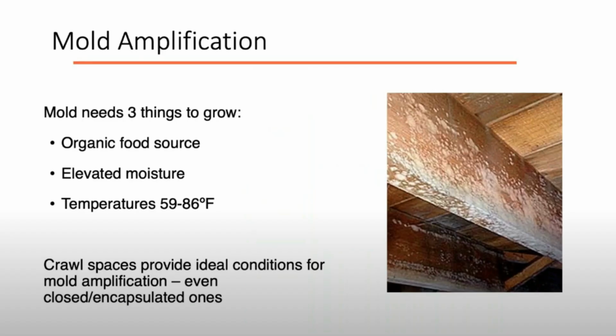When it comes to mold amplification, it's important to note that mold needs 3 things to grow: organic food source, elevated moisture, and temperatures in the 59 to 86 degree range. Crawl spaces provide ideal conditions for mold amplification, even closed, encapsulated ones. I'm saying this because when a crawl space is enclosed, it can still have that elevated moisture. It can still have those temperatures and can still have an organic food source. The point being made here is these closed crawl spaces are still going to be a problem if they're not using something to remove moisture.